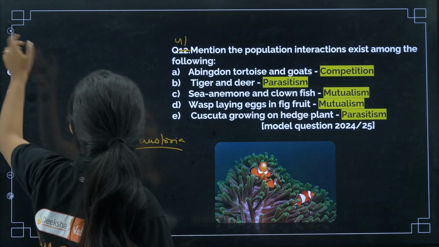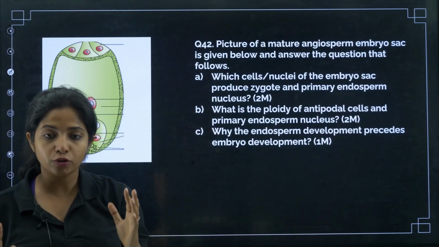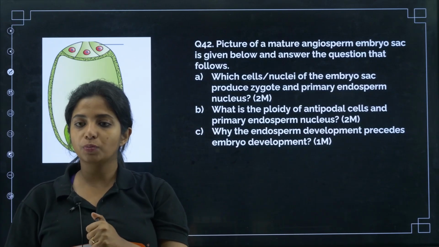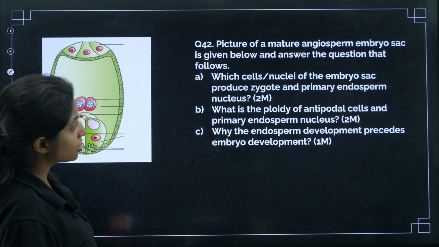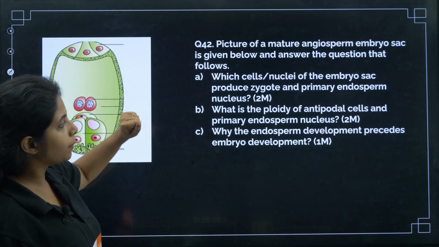Okay, let's get ahead with the next question. Now, as I said, in the 3 questions that I'm going to show you now, you have to attend only 1 during the exam. So, a picture of a mature angiosperm embryo sac is given below, and answer the following questions. Which cells or nuclei of the embryo sac produce zygote and primary endosperm nucleus?